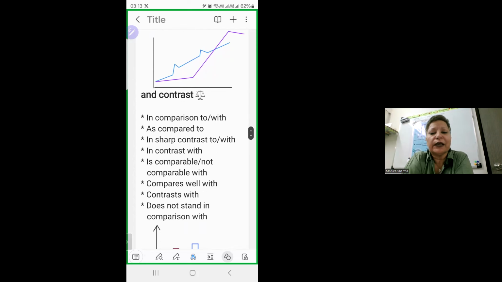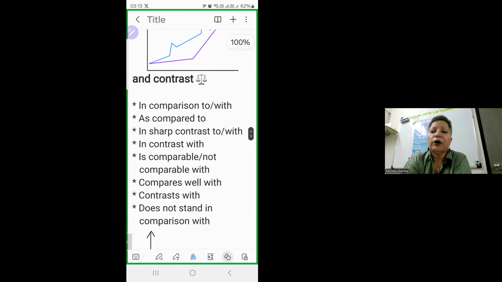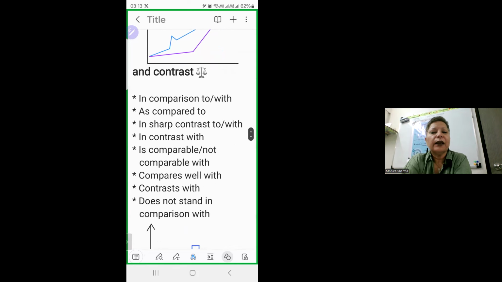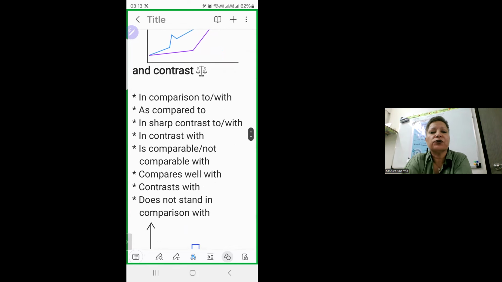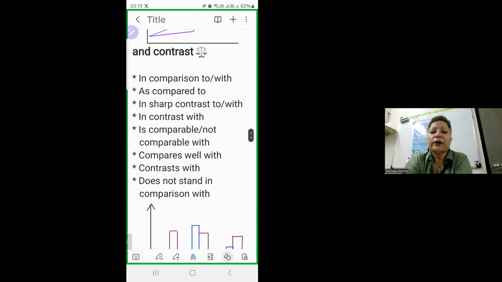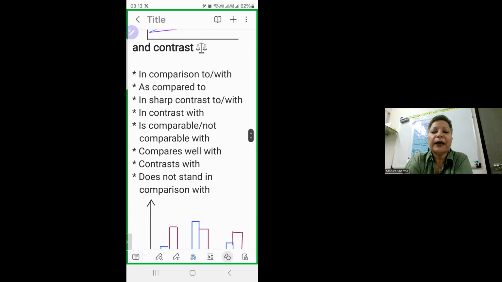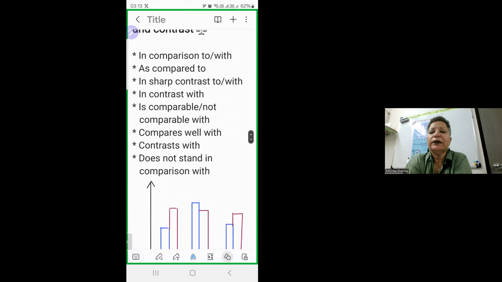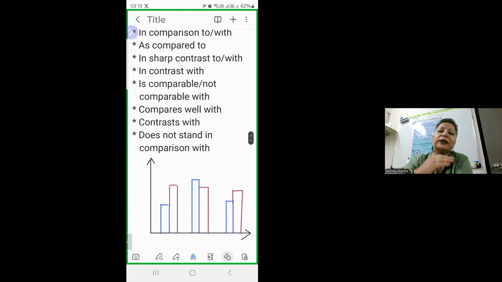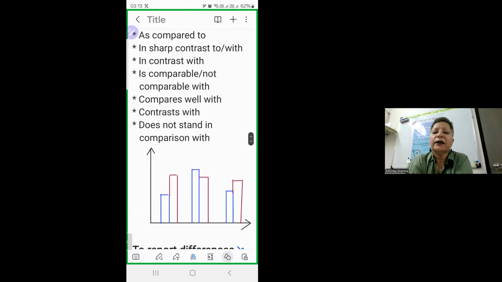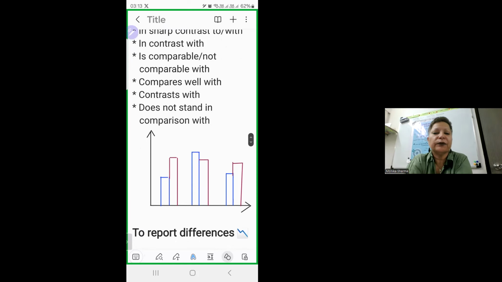So the terms which I can use here would be in comparison to, as compared to, in sharp contrast to, in contrast with, is comparable or not comparable with. It compares well. It compares well means approximately the same. With contrasts with, contrast with, they are two at absolutely different positions, does not stand in comparison with.